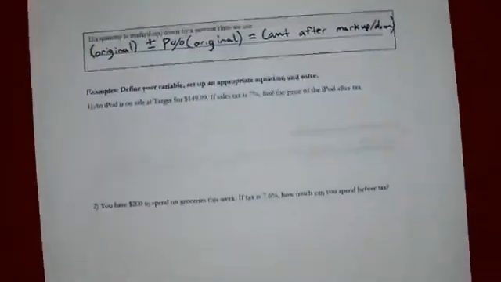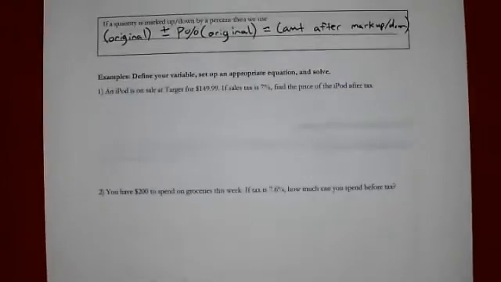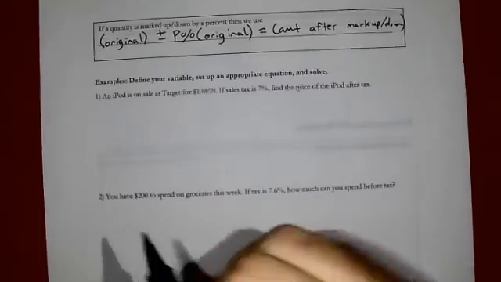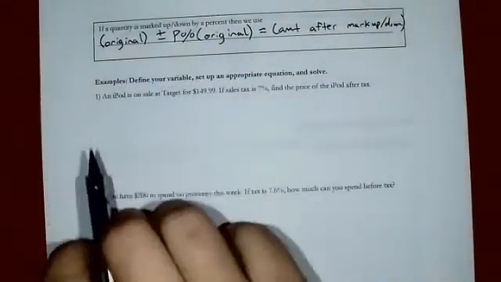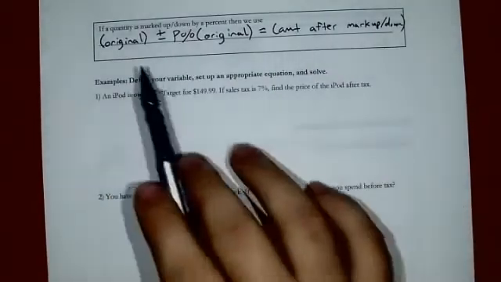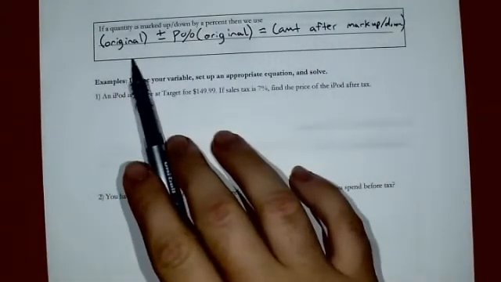So let's look at this first example. An iPod is on sale at Target for $149.99. Sales tax is 7%. Find the price of the iPod after tax. We want to make sure we don't confuse the original amount with the final amount. We know the original before the percent markup is $149.99.